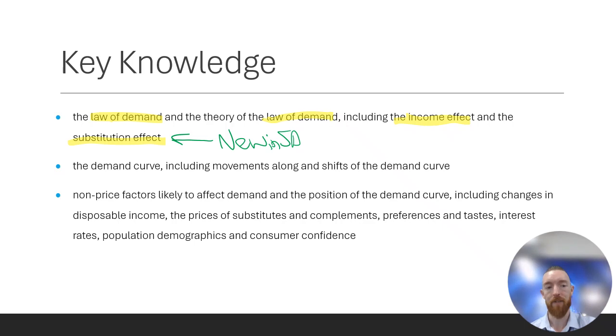We're going to look at the demand curve itself, including movements along and shifts of the demand curve and what causes those. You may have some prior knowledge of that from previous economic experience. And we're going to look at the non-price factors that shift the demand curve, including changes in disposable income, changes in the price of substitutes and complements, preferences and tastes, interest rates, population demographics, and consumer confidence, which we will often abbreviate to CONCON because it is fun to say. So get used to hearing CONCON.